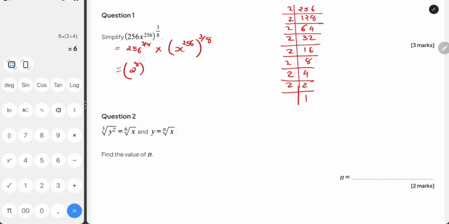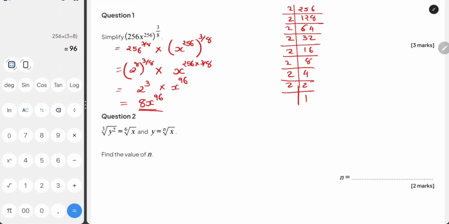2 raised to 8 to the power 3 by 8 into x raised to 256 into 3 by 8. Now this 256 into 3 by 8 will do 256 times bracket 3 divided by 8. That's 96. So this is x raised to 96. And this 8 times 3 by 8, 8 got cut, so 2 raised to 3 only. 2 raised to 3 is 2 into 2 into 2, that's 8 x raised to 96. So this is your final answer.